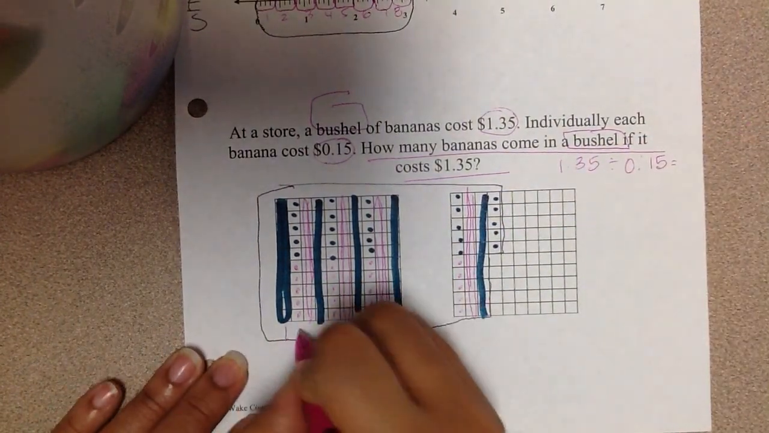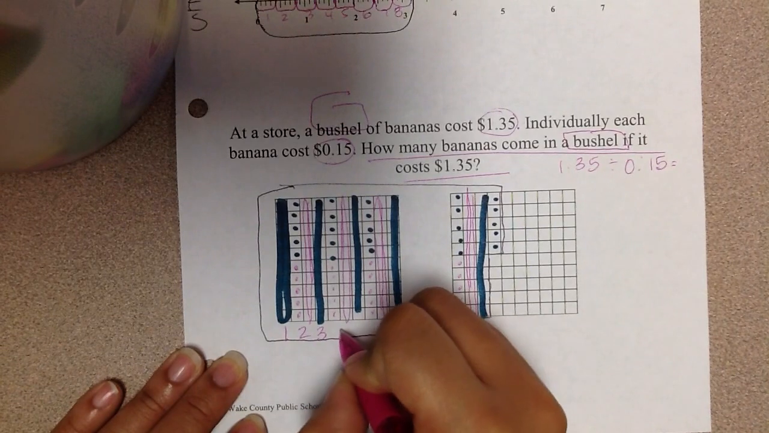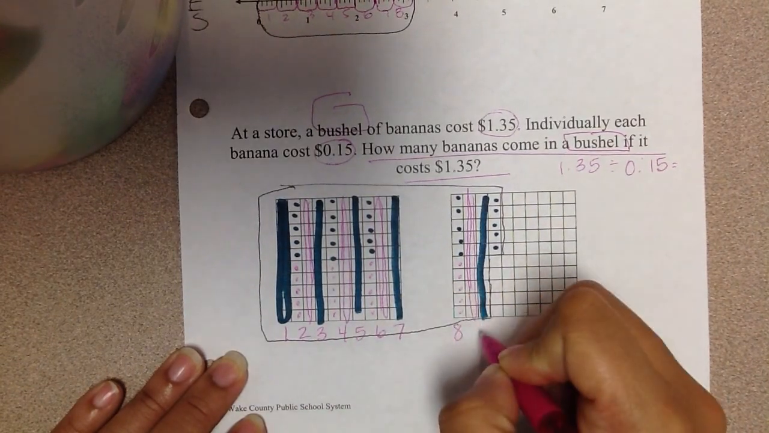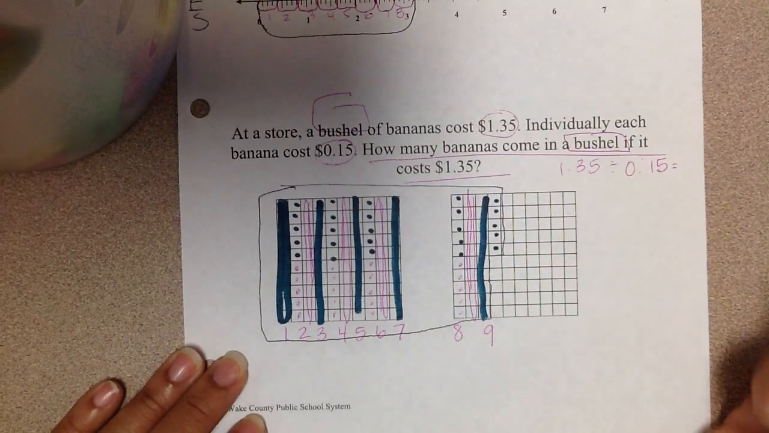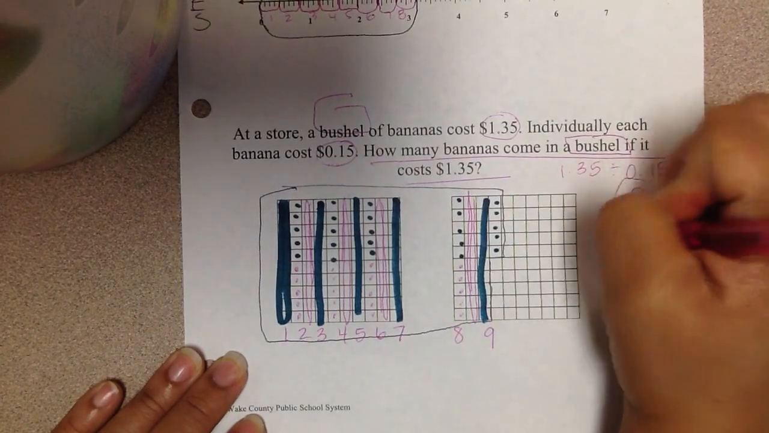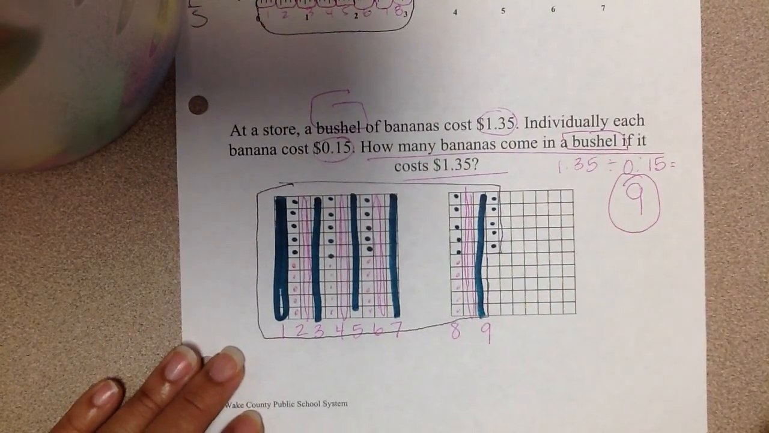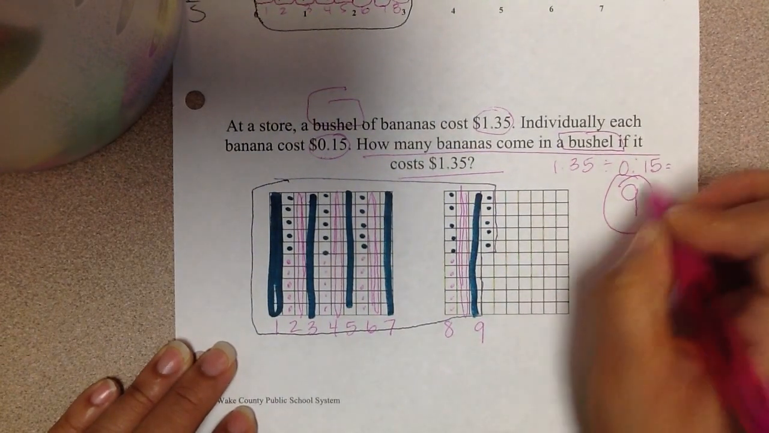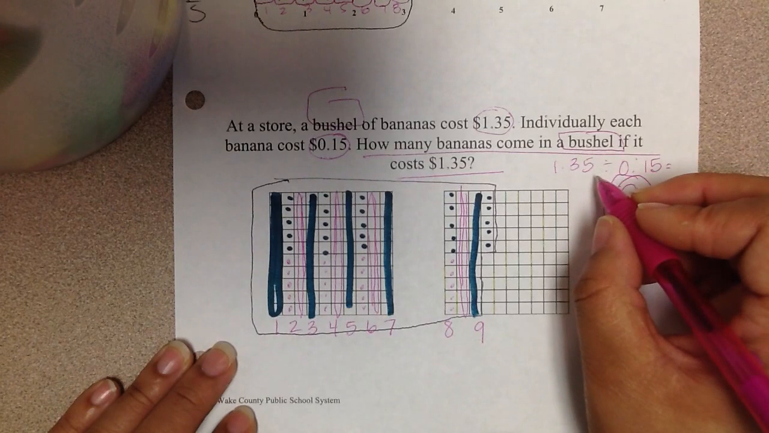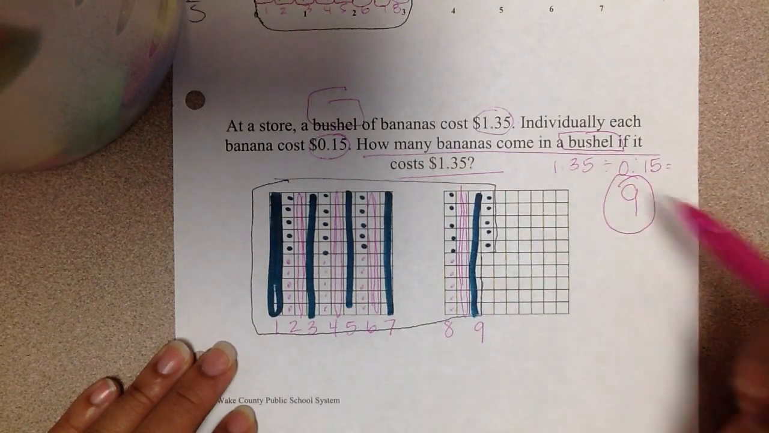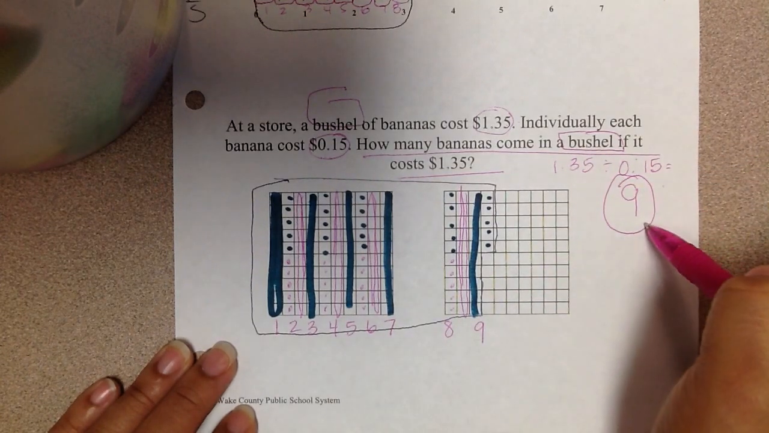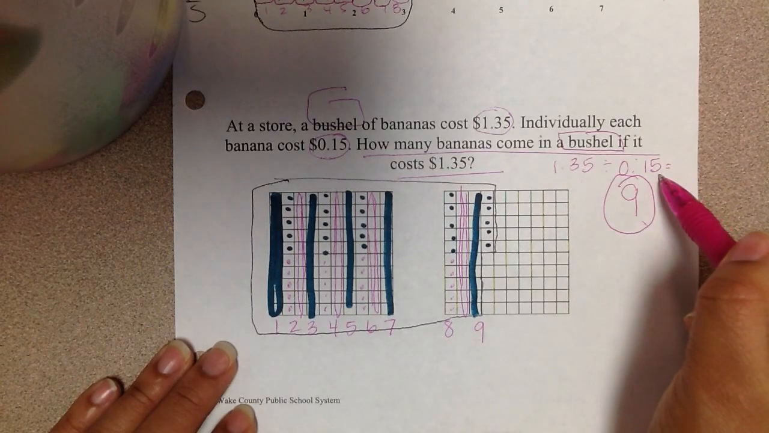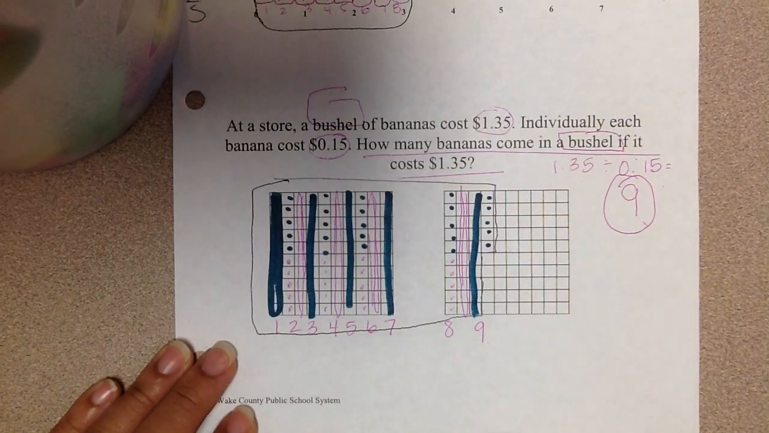So I have 1, 2, 3, 4, 5, 6, 7, 8, 9 groups. So my answer is 9 bananas in a bushel. Okay, it's like thinking: if I take groups of 15 cents out of $1.35, how many groups of 15 cents do I get? I get 9 groups. Or 135 hundredths divided by 15 hundredths, I would get 9.